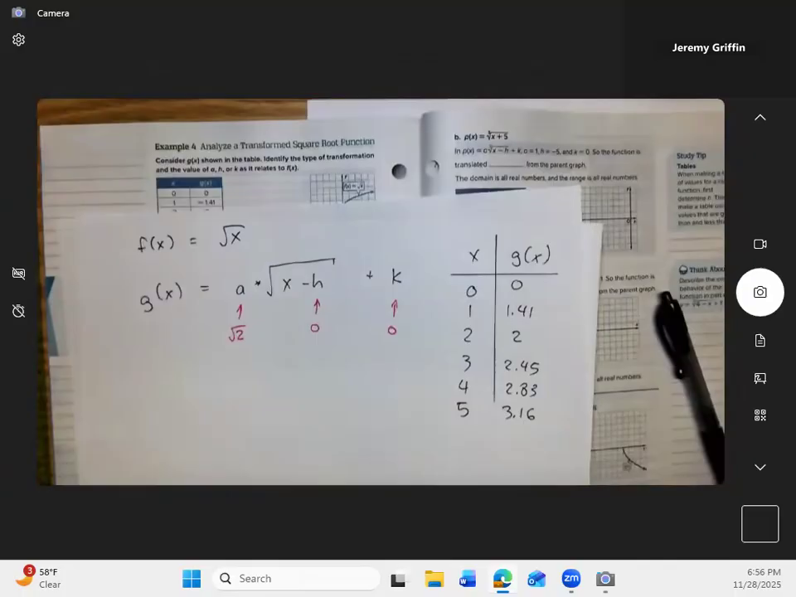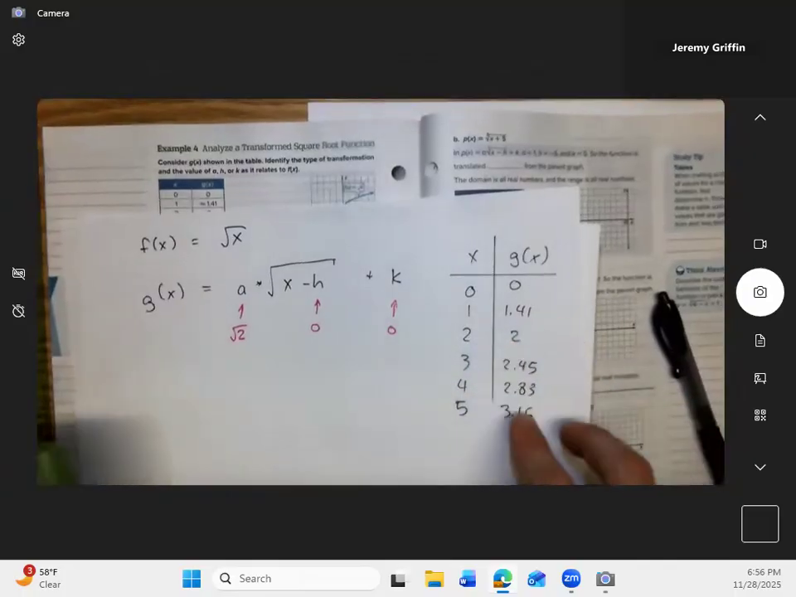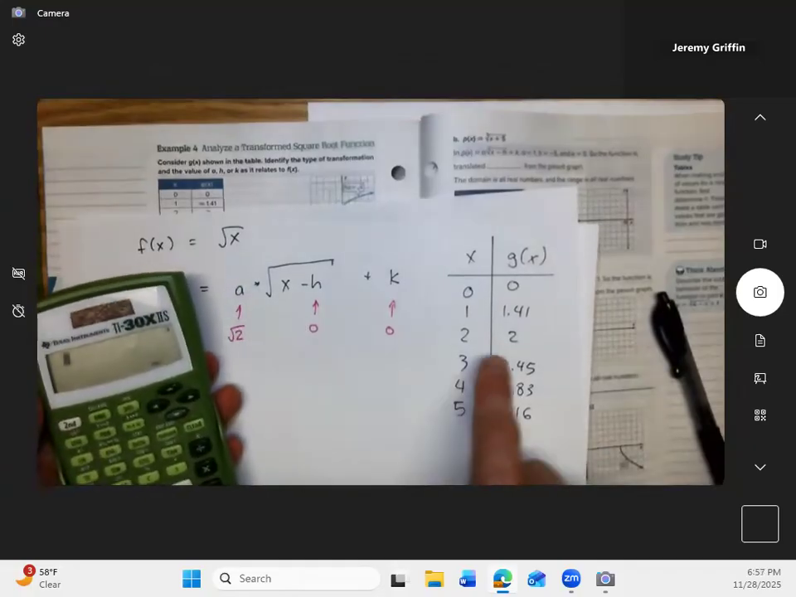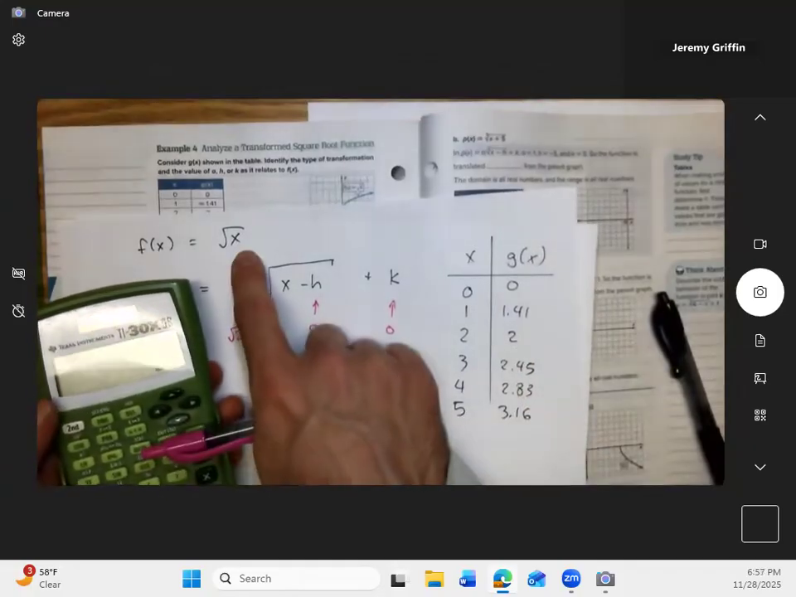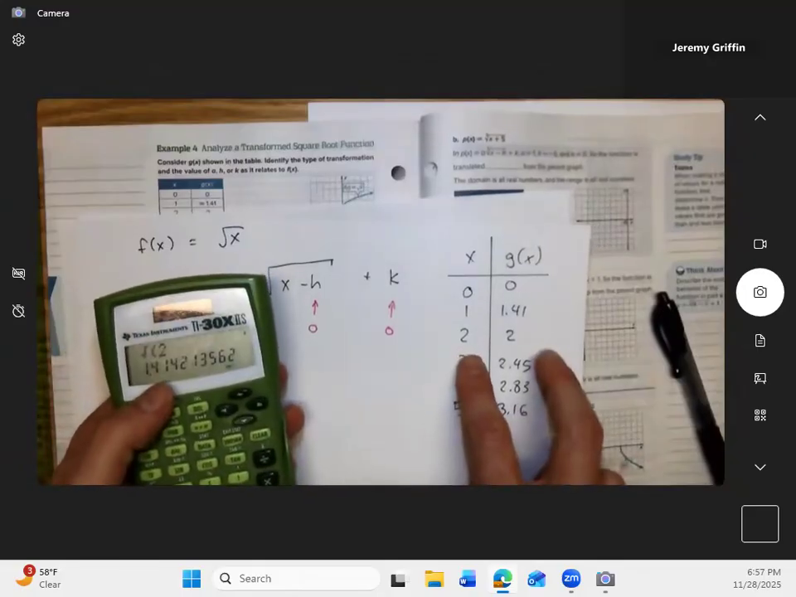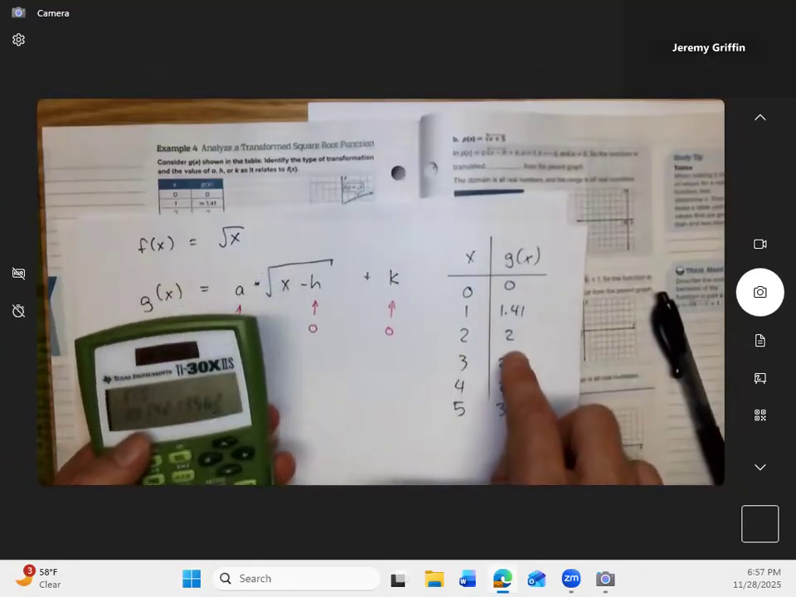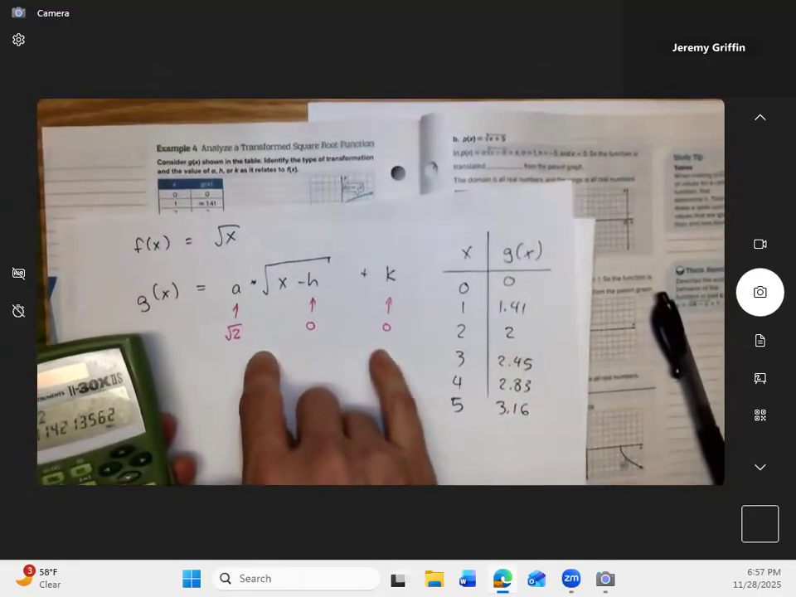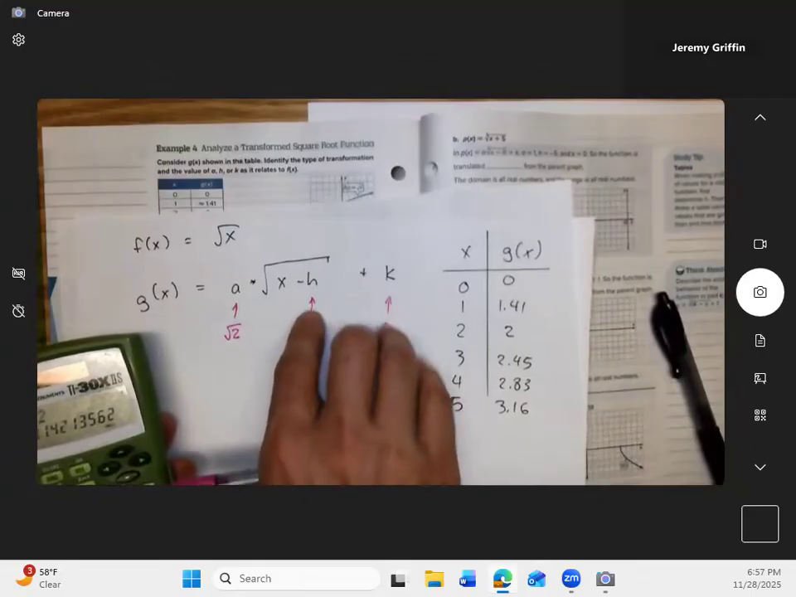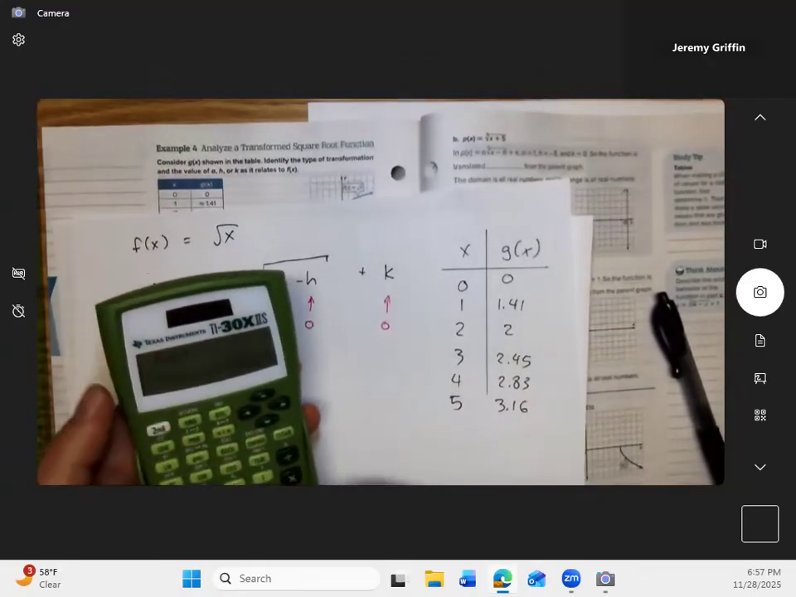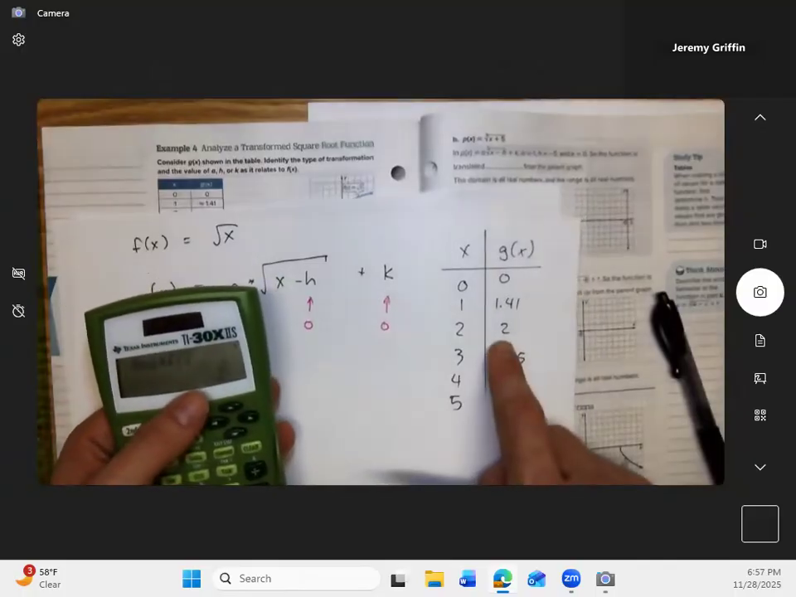Now, I don't 100% know that for sure, so I'm going to check these other points and see if that actually checks out. So, for example, what if you plug in 2? If you plug into the original function, the square root of 2 is 1.414. But for g of x, it is 2. Is that consistent? Well, I'm saying basically just ignore the h and the k because those are 0, and just multiply by the root 2. Does that work? Root 2 times root 2, yeah, that worked exactly.